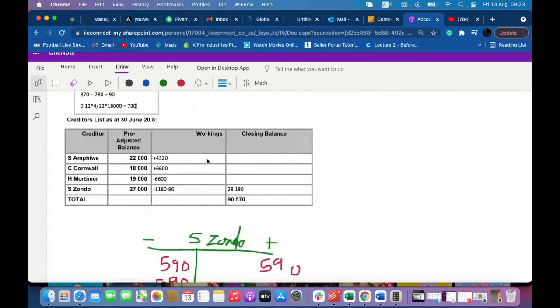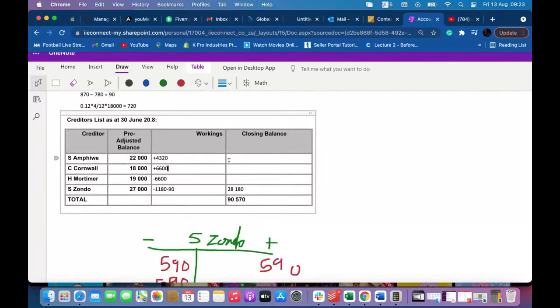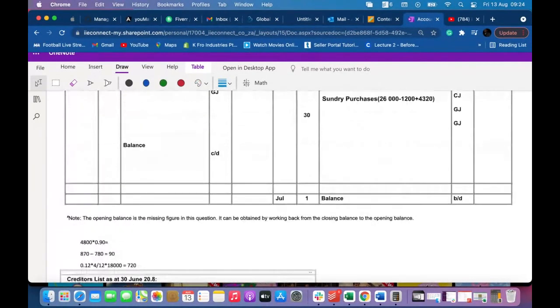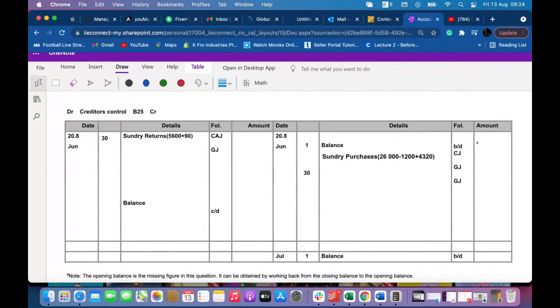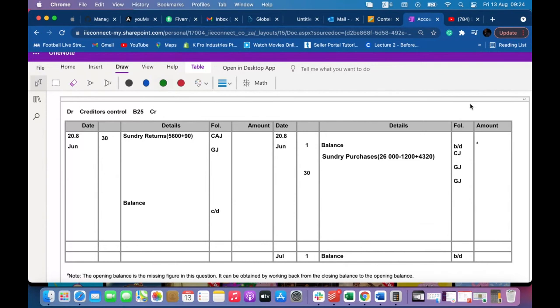Okay, so that means that Mr. Cornwell here, his account is going to increase. We now owe him more as a result of him charging us interest. Why couldn't he just be patient? Eh? Charging us interest here. This is also going to increase what? Our creditors control. So we're going to credit this amount, okay? We have interest expense already there.